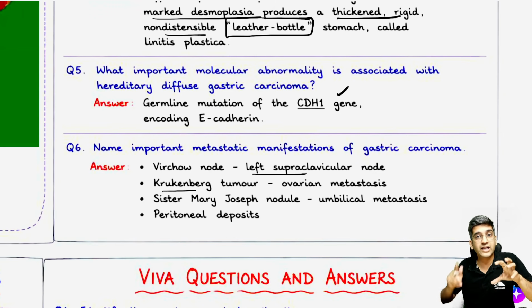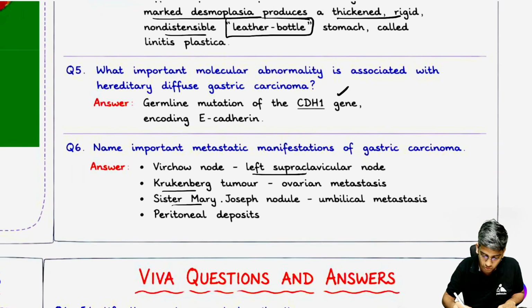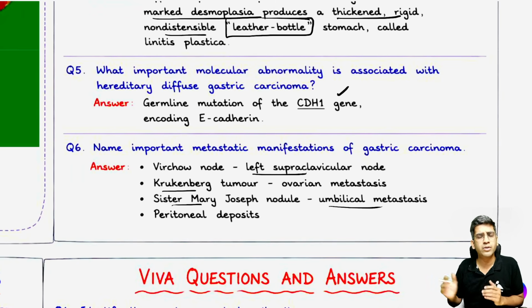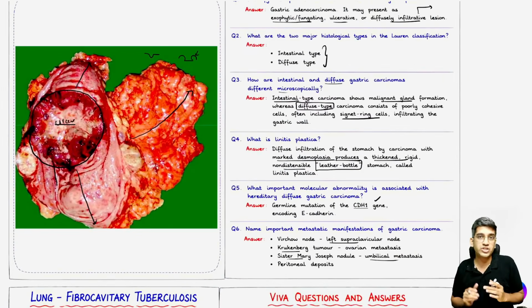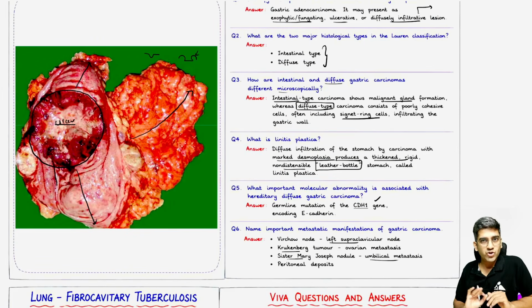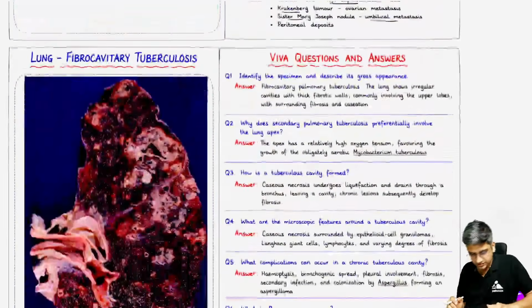Because of the loss of E-cadherin, they're able to go into the ovary and get deposited there. Sister Mary Joseph nodule is an umbilical metastasis, or I can have a peritoneal deposit, right? All these can be one-liner vivas which can come in an exam if you have a gastric adenocarcinoma specimen. Done, sorted. Next, go to the next guy.